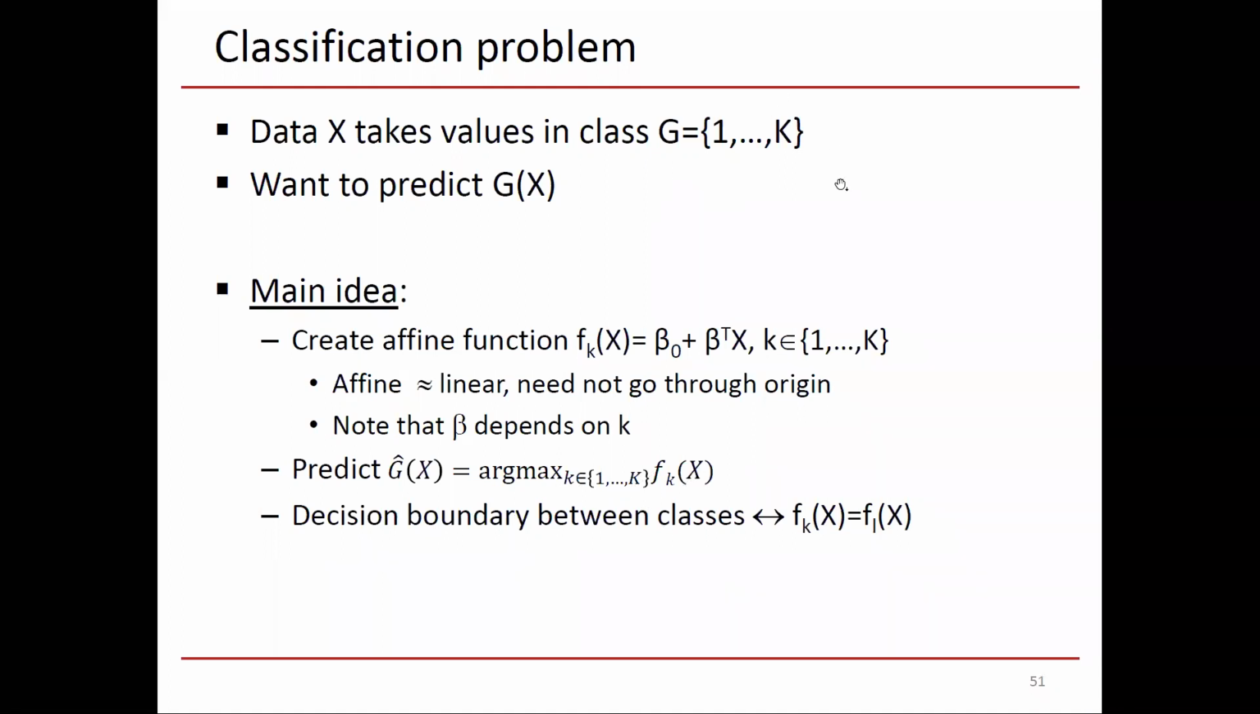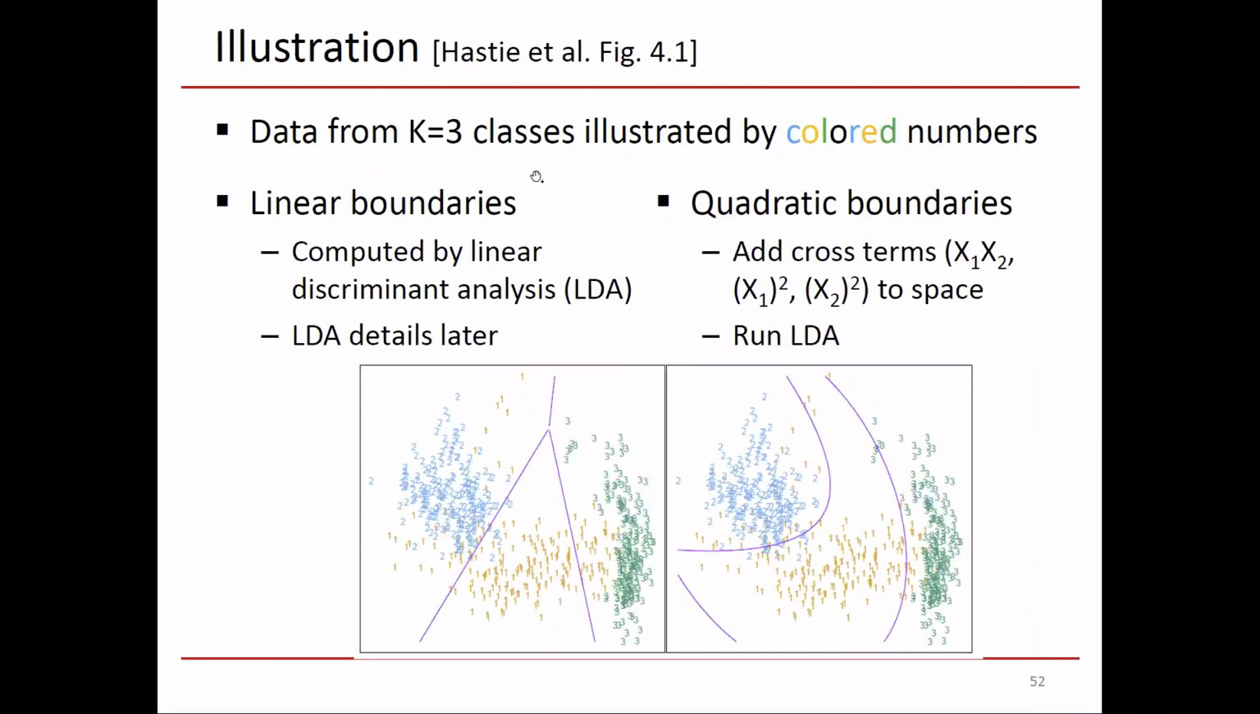So let's try to see this through an illustration. We have data from three classes. The three classes are illustrated by colored numbers with blue, orange, and green. This was just chosen from the book. If some of you have problems with these colors, that's just how it is. Let's look at two varieties of linear classifiers. One of them, the panel to the left, has linear boundaries, whereas the panel to the right has quadratic boundaries.